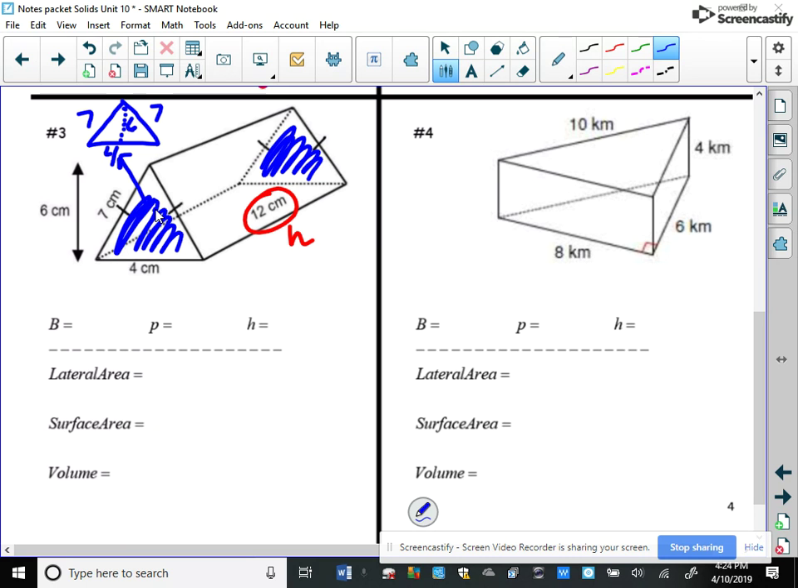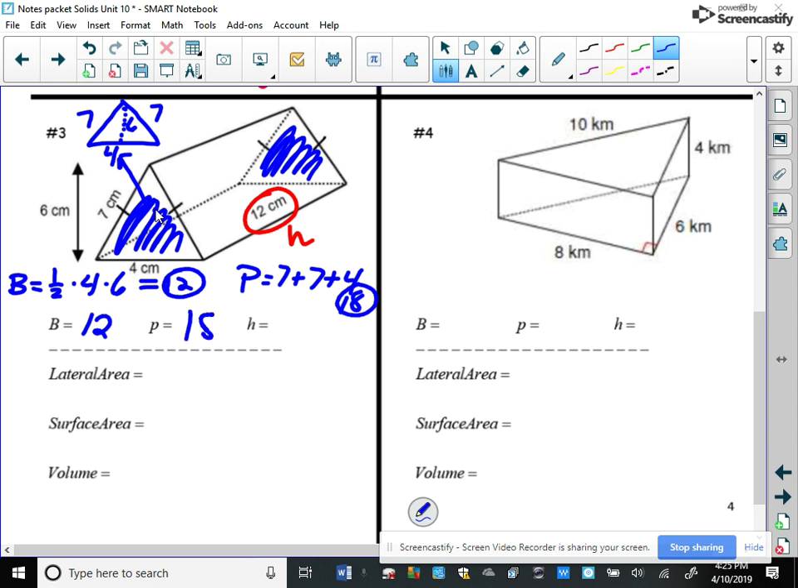So if I'm going to compute the B, since it's a triangle, 1/2 times 4 times 6. And then I would compute that, which is 12. 2 times 6 is 12. And then the next thing I'll do is compute the P from that. And the P is 7 plus 7 plus 4, all the way around the triangle. 14 and 4, that's 18. And then you just fill in the height.